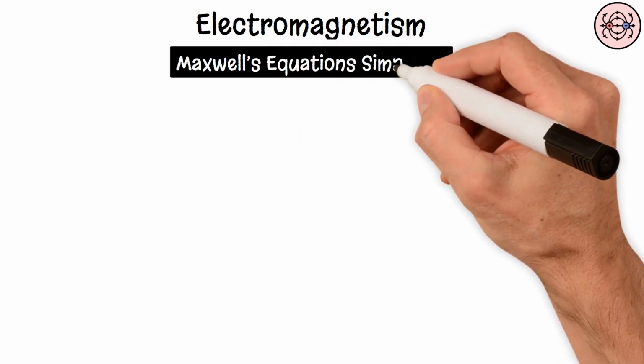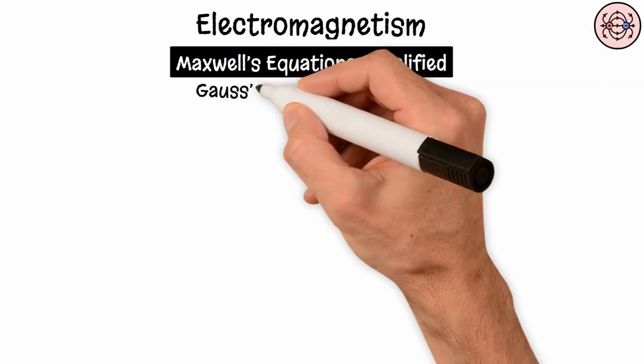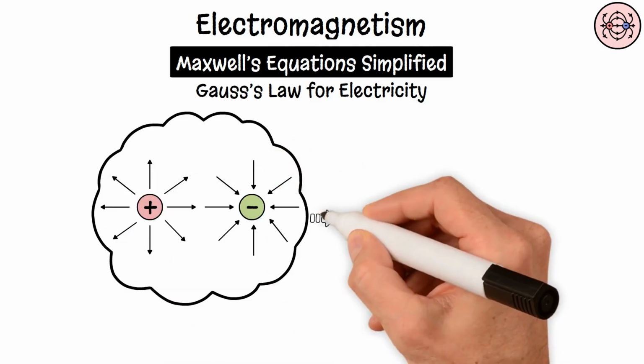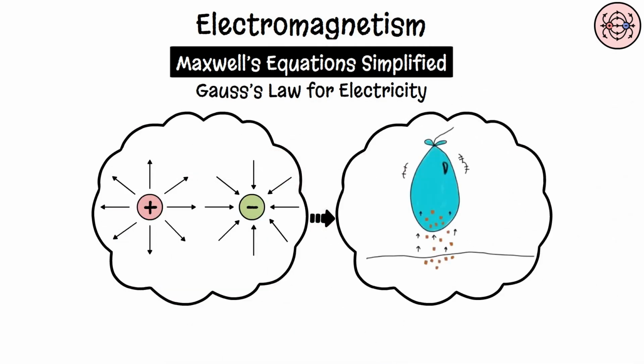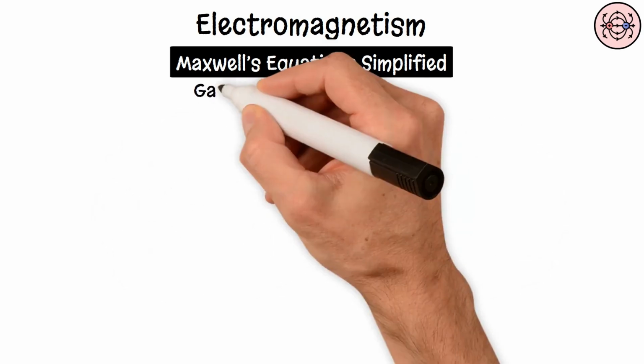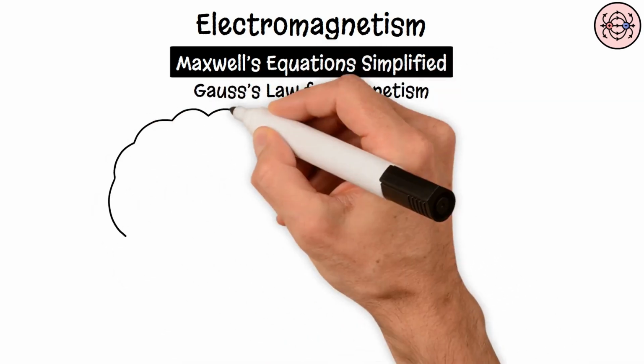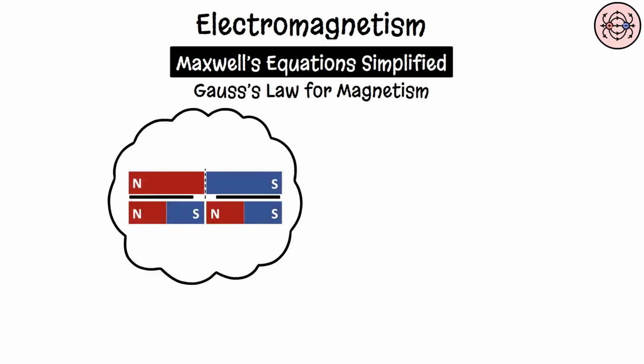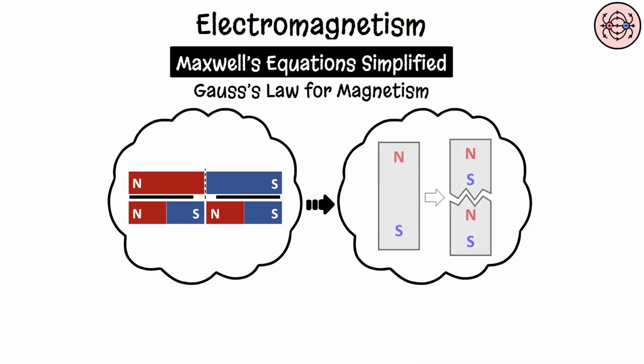Maxwell's equations simplified. Gauss's law for electricity. Electric charges create electric fields. Example, a charged balloon's electric field attracts small pieces of paper. Gauss's law for magnetism. There are no magnetic monopoles. A magnet always has both a north and south pole. Example, break a magnet in half, each piece will still have two poles.